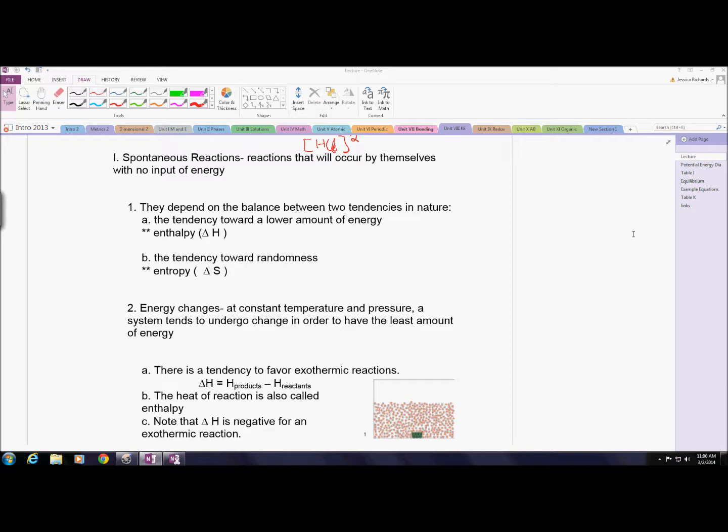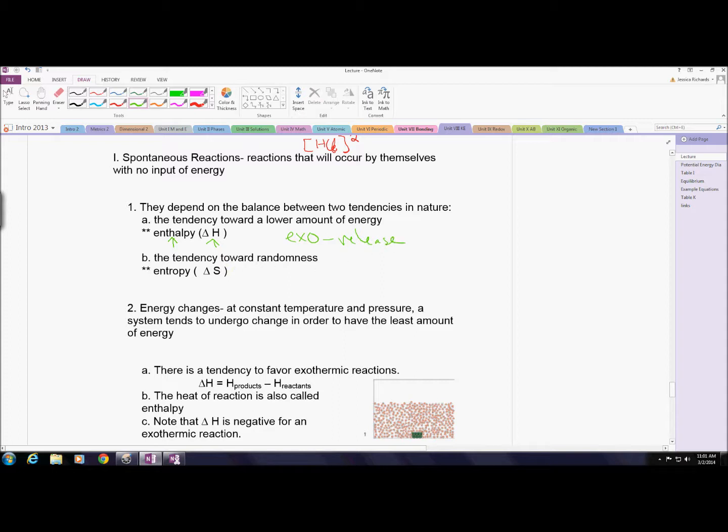So in order to understand how you can predict if something will be spontaneous or not, you need to realize there's two tendencies in nature. Having less energy, kind of like being lazy, we call energy enthalpy. So your delta H is enthalpy, H for delta H. So having a lower amount of energy is favored. That means exothermic reactions, which release energy, are going to be favored over endothermic reactions.